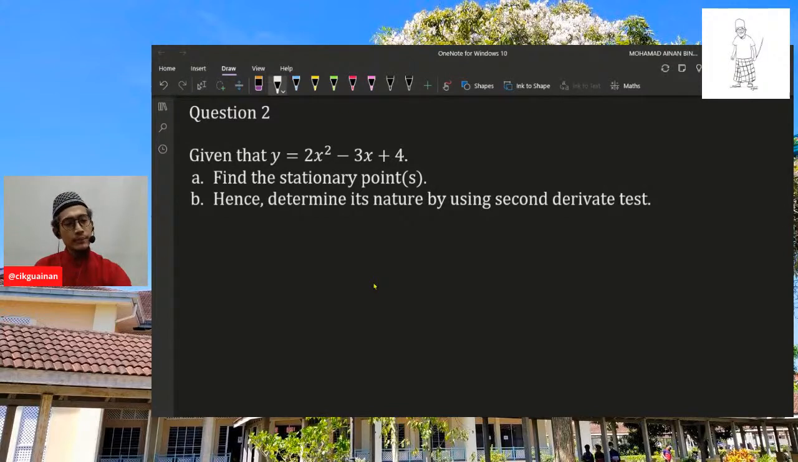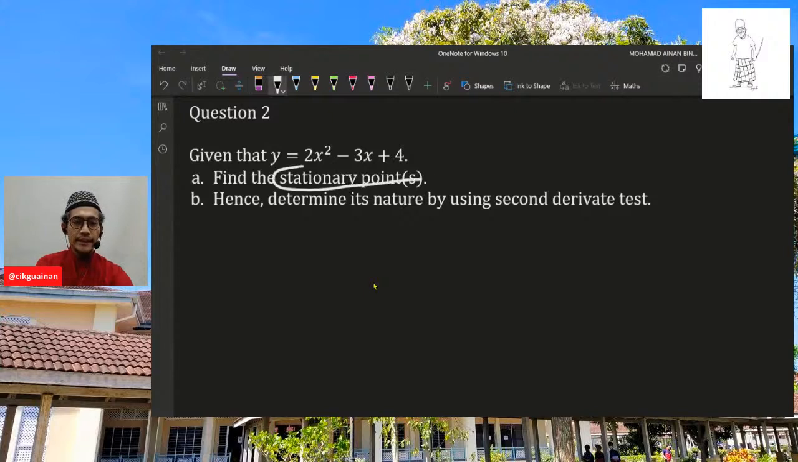Okay. Now, number 2. What does question number 2 say? Given that y equals x squared minus 3x plus 4. The first one, find the stationary points. The question always puts it like this, because we don't know whether there is 1 point or more than 1. Hence, determine its nature by using the second derivative test. So what to do? How to find a stationary point?